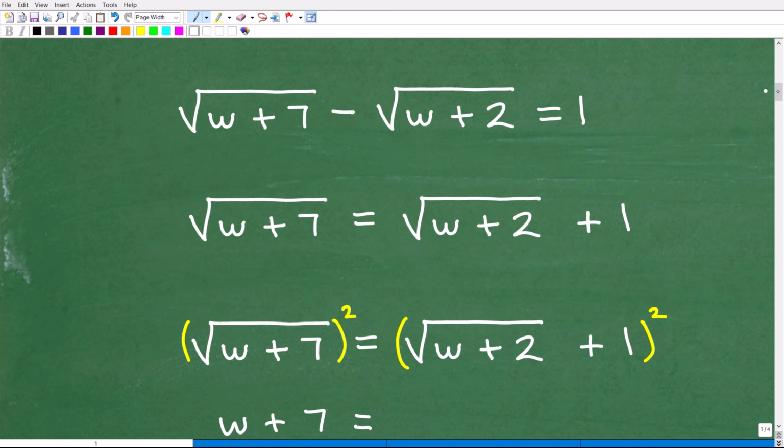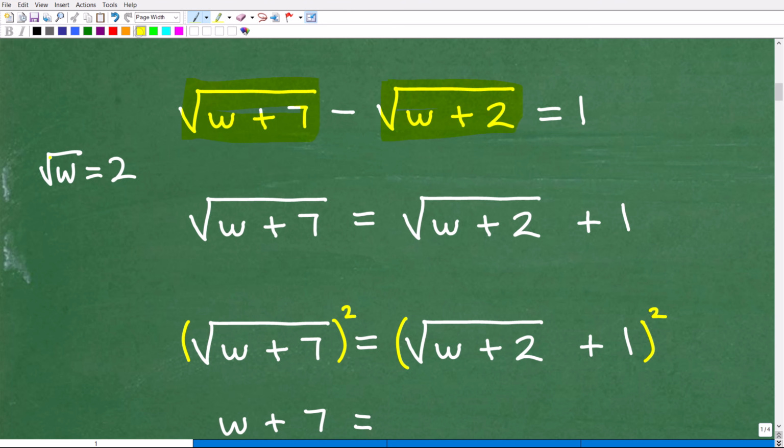Okay, so when we're dealing with radical equations, what we need to do is get rid of these radicals. All right, so we've got a radical here, we've got a radical here. Let's take a look at something really, really easy here. What if I had the square root of w equal to 2? Well, how can I solve for w?